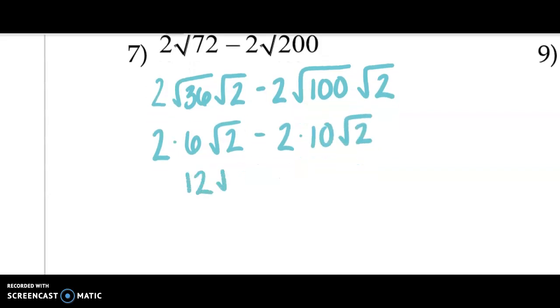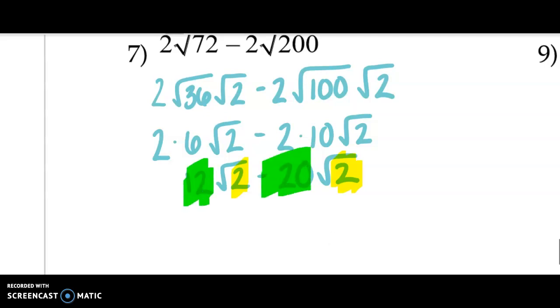So this would be 12 root 2 minus 20 root 2. Same thing underneath the radical. So I combine the coefficients, and I would get negative 8 root 2.